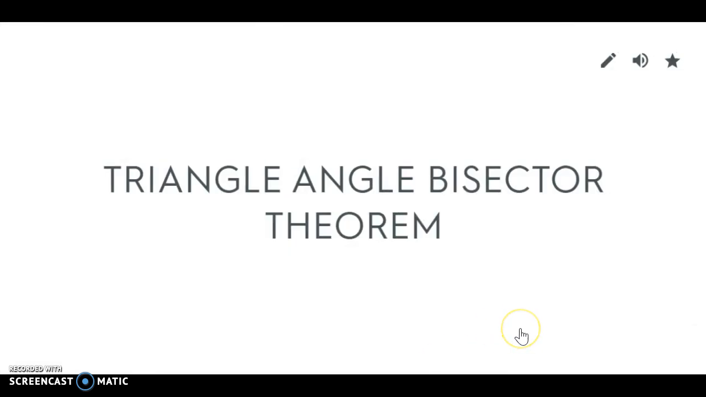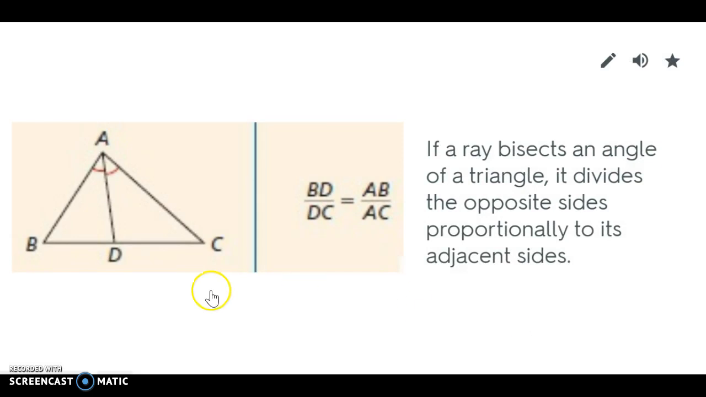And then the last one is the triangle angle bisector theorem. And so if I bisect an angle, then that left side is proportional to the right side. So B to D over D to C is congruent to A to B over A to C. And so there's just another way to show that things are proportional. So if I have an angle bisector, it cuts the left proportional to the right.